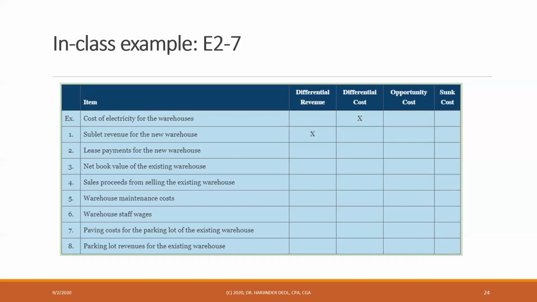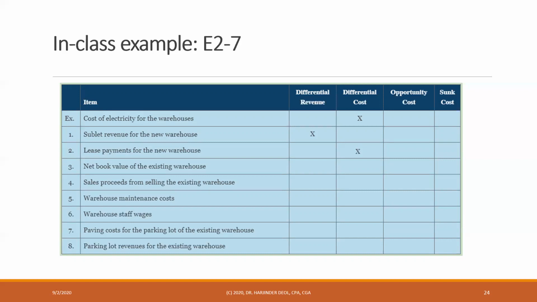Look at the second one, lease payments for the new warehouse. Again, this is linked to the decision of moving into the new warehouse. If we choose not to move into the new warehouse, we don't have to worry about it. But if we do choose to move into the new warehouse, then we'll have to make the lease payments. So this would be reflective of a differential cost of making the move.